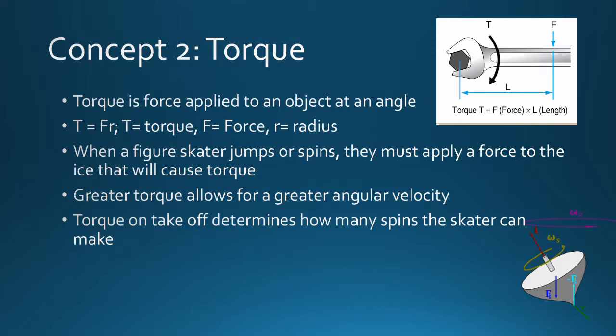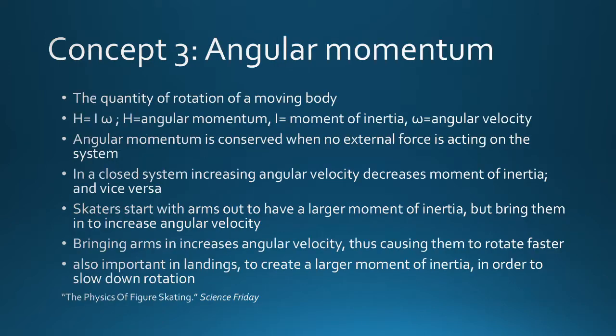Our final biomechanical principle that is essential to the sport is angular momentum. Angular momentum is the quantity of rotation of a moving body. It is equal to the moment of inertia multiplied by the angular velocity. Angular momentum, like linear momentum, is conserved in a system where there are no external torques acting upon it. This is absolutely crucial for ice skating.